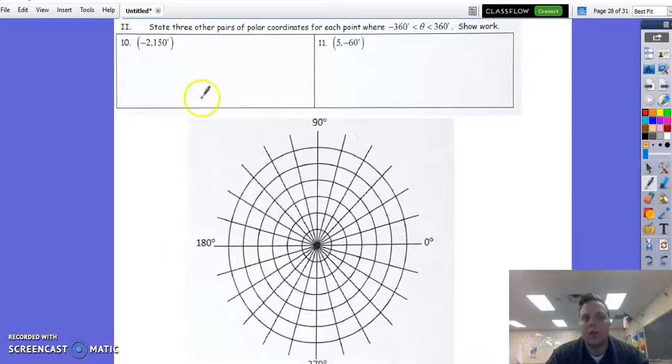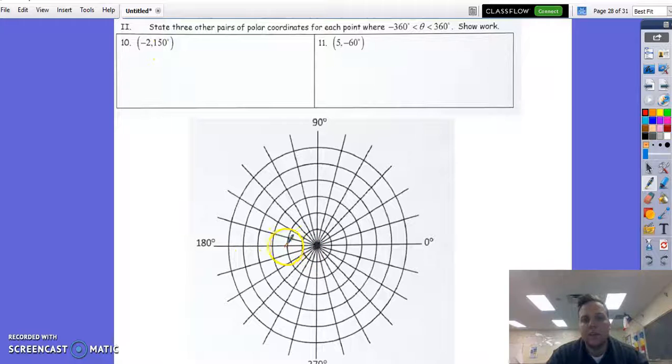I'm going to do a problem for your next group, which says state 3 other pairs of polar coordinates for each point where theta is between negative 360 and positive 360. So our first point they give us is negative 2, 150. So let's just start off by plotting that. So you have to first ask yourself, where would negative 2, 150 be?